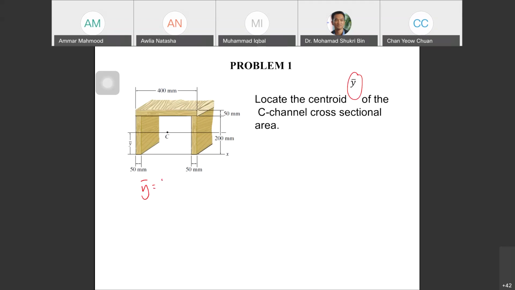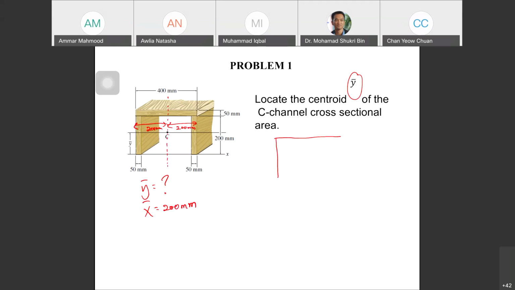We don't know. But X bar, we can tell from the figure, X bar is at the center. X bar is here, because it's symmetry. So X bar is somewhere here. If the distance is 400, here is 200 mm, 200 mm. So your X bar is 200 mm.